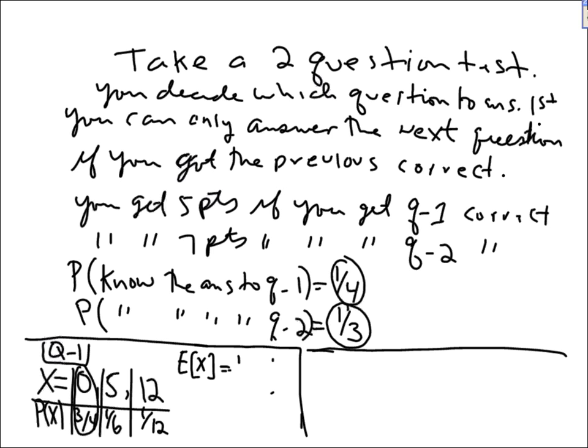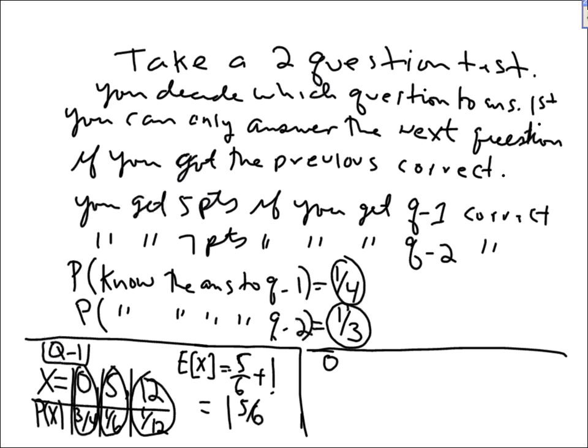So I won't write this. You multiply those numbers. 5 times the 6th is 5/6, plus you multiply these two numbers. 12 times the 12th is 1. So you expect to get 1 and 5/6 points on this test if you answer question 1 first.